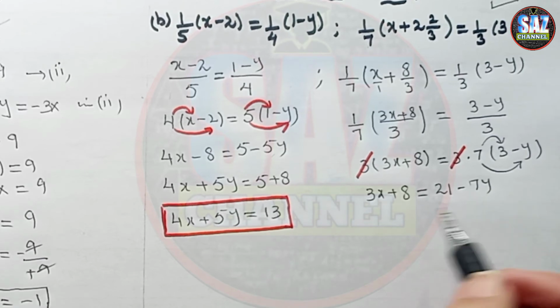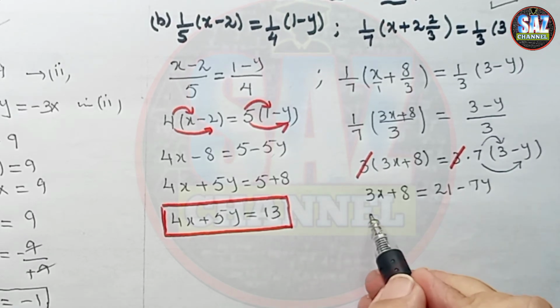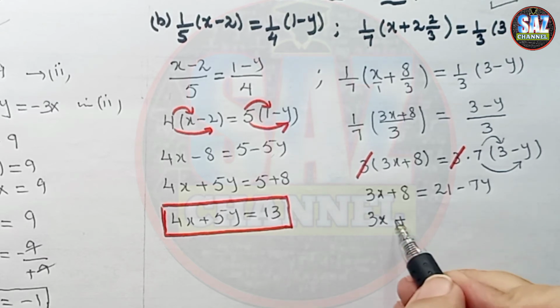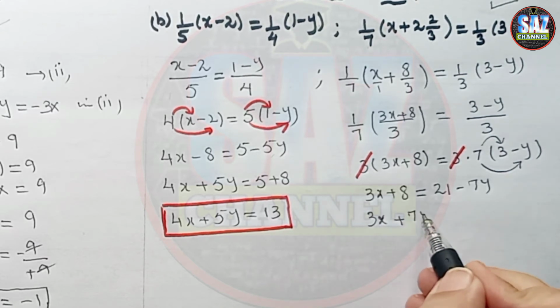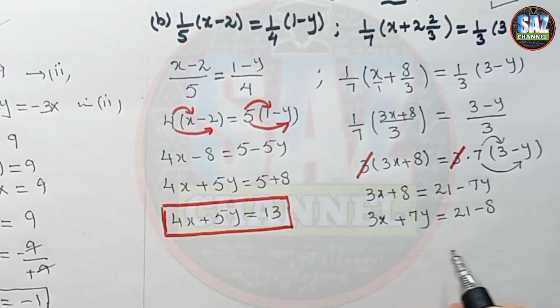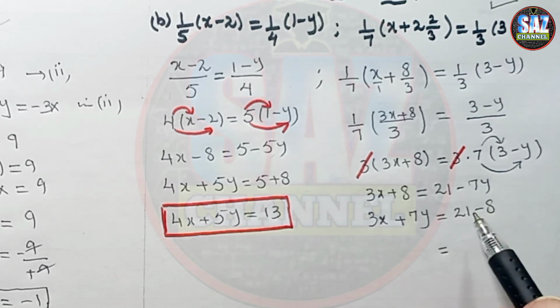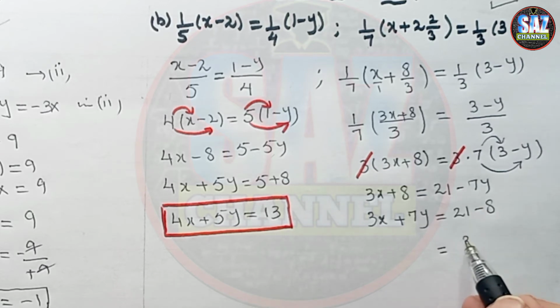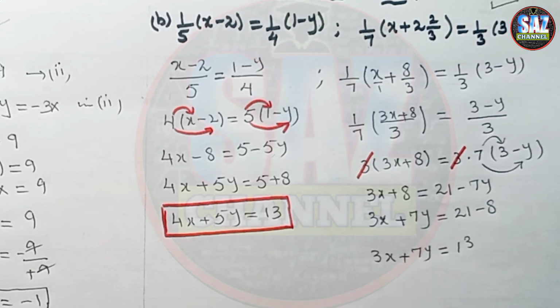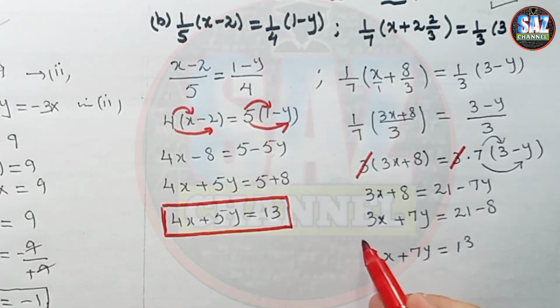Now turn this into the form of an equation. 3x, when minus 7y is shifted to this side, it will become positive 7y. 21 minus 8 is 13, and the equation will take the form 3x plus 7y equals 13. And now I have to block this equation.